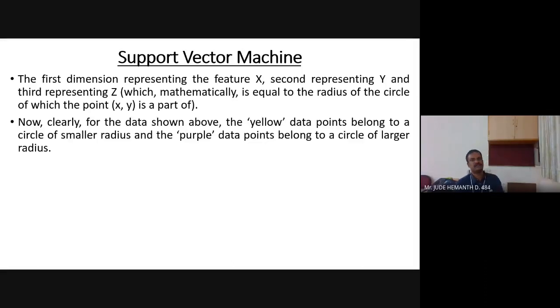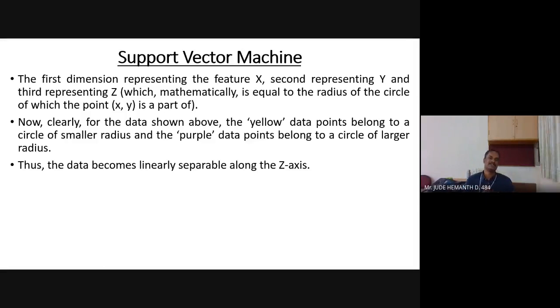Now, clearly for the data shown above, the yellow data points belong to a circle of smaller radius and the purple to a circle of larger radius. Thus, the data becomes linearly separable. So if you use SVM, and in addition you have a pre-processing step to convert your two-dimensional data into three-dimensional data, then that is called a nonlinear SVM. The real idea is you are not going to make any changes to SVM. All the concepts which we studied, the mathematical equations, the derivations, remain the same. We are just doing some additional processing on the data to convert it into a linear fashion.